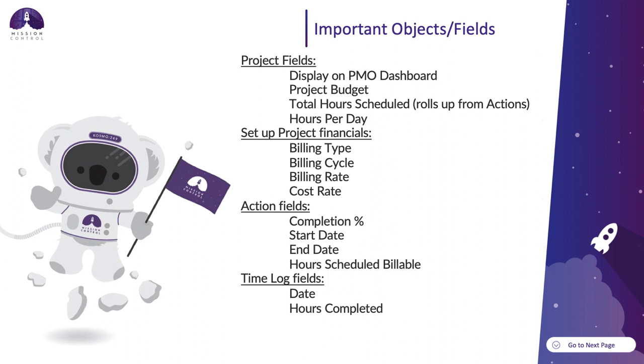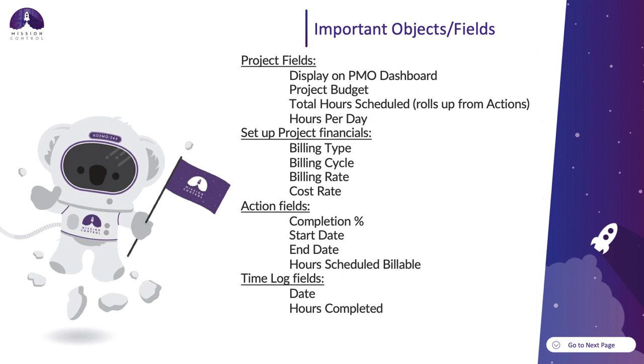You'll want to make sure the correct rates are being pulled in and that the calculations are aligning to the hours logged. On the action object, of course, we have the completion percentage. The start and end dates are used to consider your working days, and then your hours scheduled billable and billable values will play a key role in the calculations as well. And then you also have the date and hours completed fields on your time logs that will roll up to your actions. Let's go ahead and take a look into the settings.